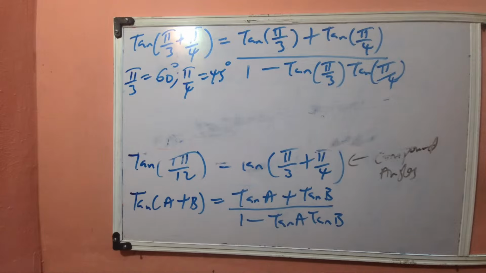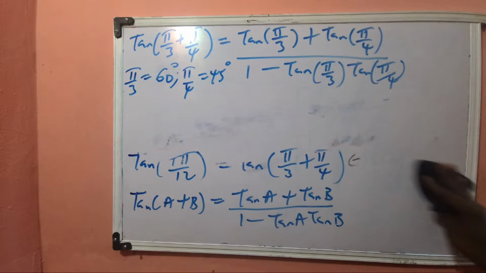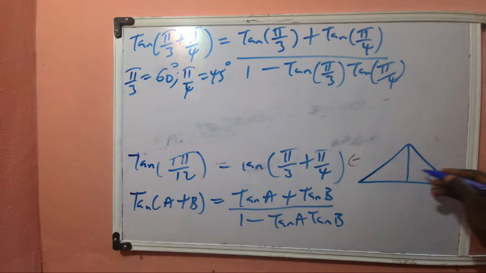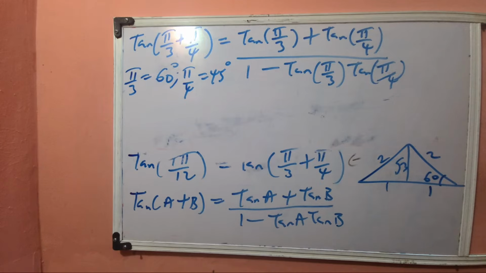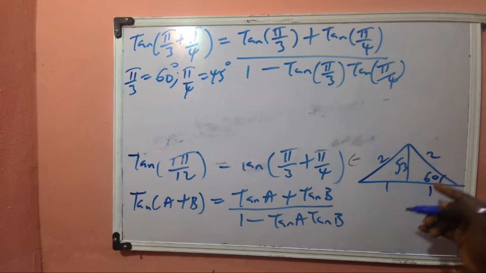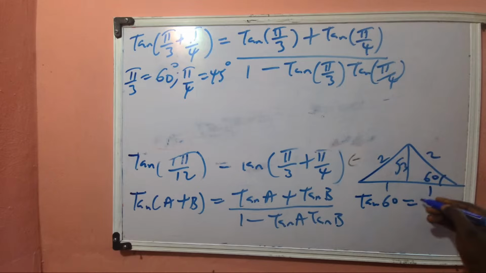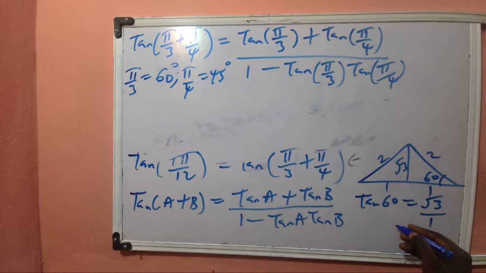So do we go on to press our calculator for this effect? Of course not. You don't need a calculator for this. You need to remember your special angles. Your special angles go like this: you have 1, 1, root 3. You have to be able to draw this triangle, and right here we have our 60 degrees. So if I'm going to find tan 60, tan 60 is equal to opposite, that will be root 3, over adjacent, that will be 1. So tan 60 is the same thing as root 3.